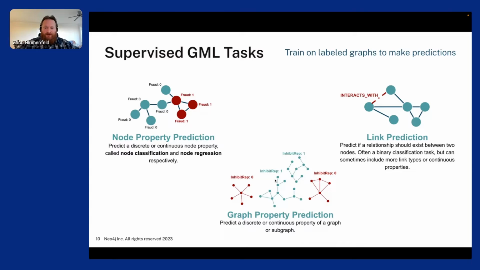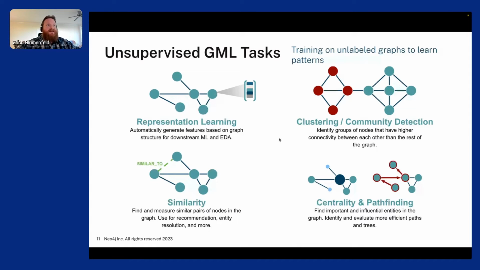That will come up. And the other side of the coin is unsupervised tasks. I'm not going to go through every one of these in detail just because of time constraints. But a lot of this boils down to representation learning, which is creating graph embeddings and similar structures, clustering and community detection inside of graphs, so figuring out how things group together, and similarity inferences, which is basically trying to predict what nodes might be similar to each other, or where preferences might be in the graph. And then there are other algorithms like centrality and pathfinding that can tell you things about your data and fall under the GML umbrella.